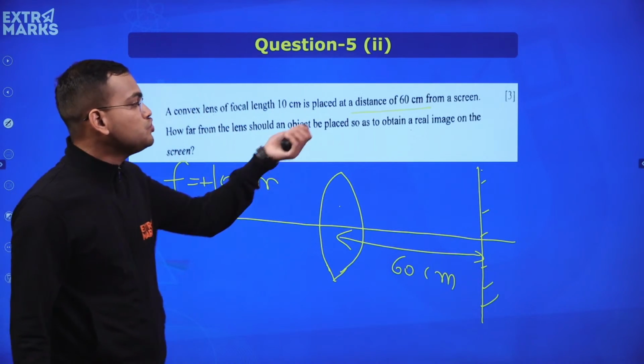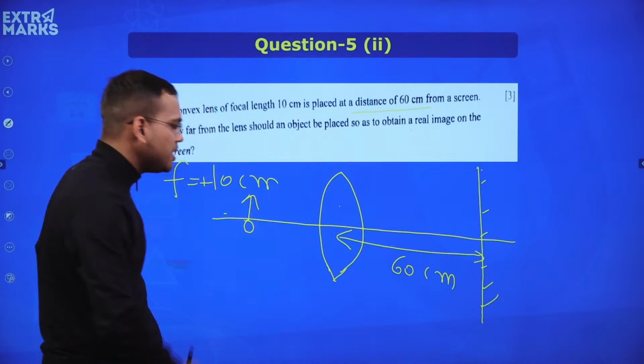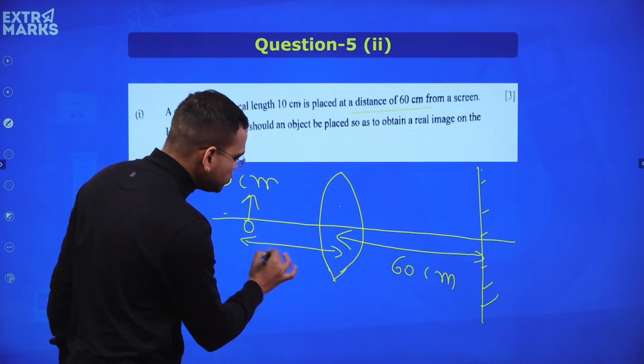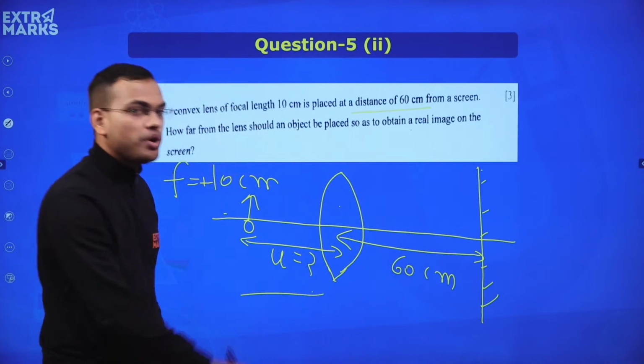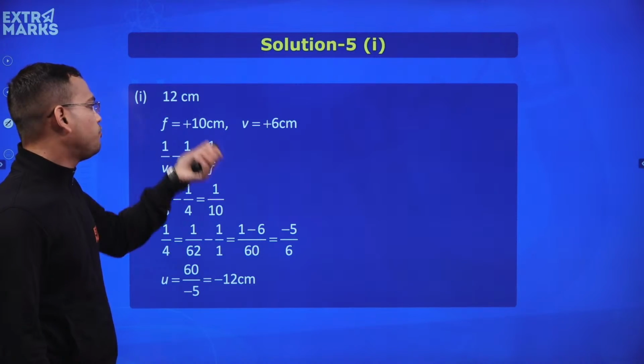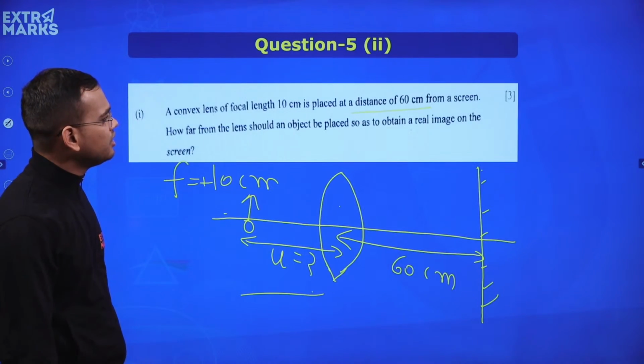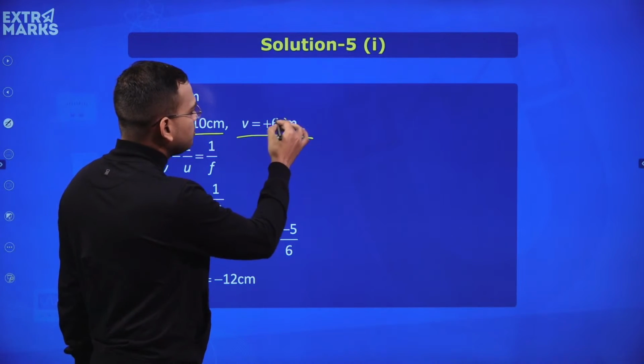How far from the lens should an object be placed? So what is the object distance? The question is asking that. The question is checking your knowledge of object distance. So very simple. The focal length was plus 10 centimeter and the image needs to be formed at 60 centimeter.